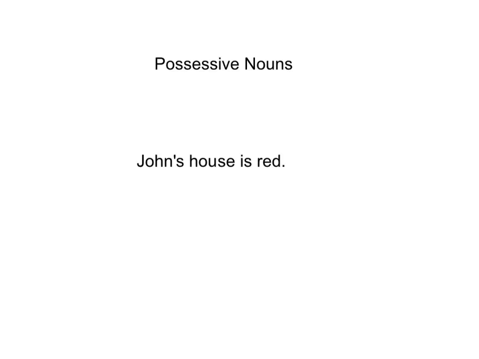All right, so here's a very simple sentence. John's house is red. And as you can see, there's an apostrophe after the N in John. John's house is red. That apostrophe shows that the house belongs to John, that John owns something. What does John own? John owns the house.